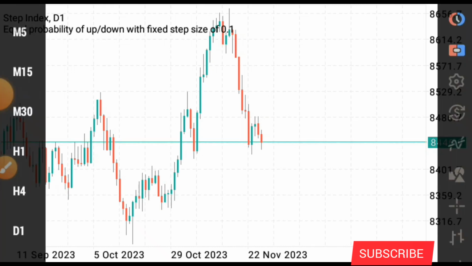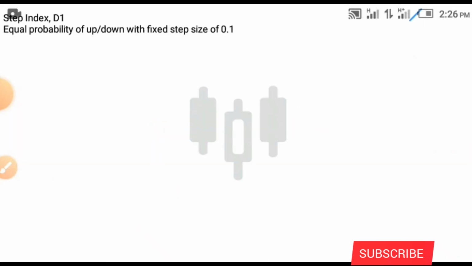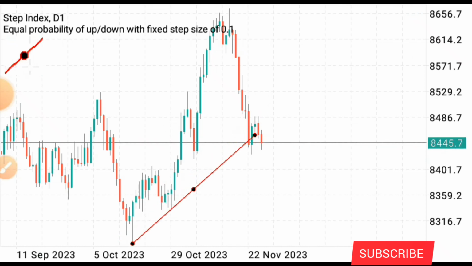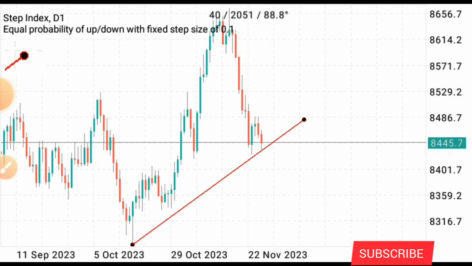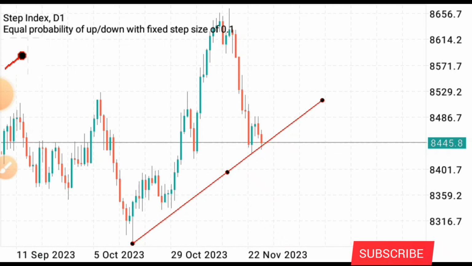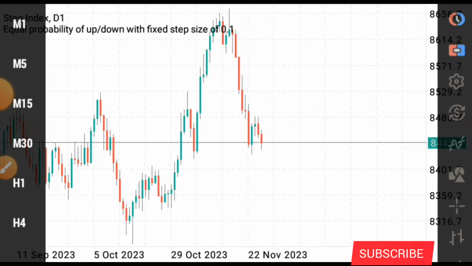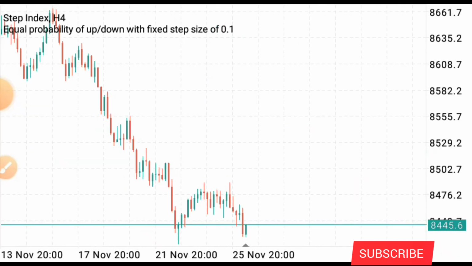Alright, so now here on the daily time frame, I will first of all identify the current trend that we are in. So as you can see now, we are currently in an uptrend, right? So now that we have known the trend that we are in, the first thing that I'll do is go to the 4 hours time frame.